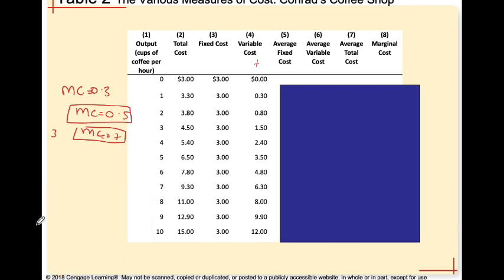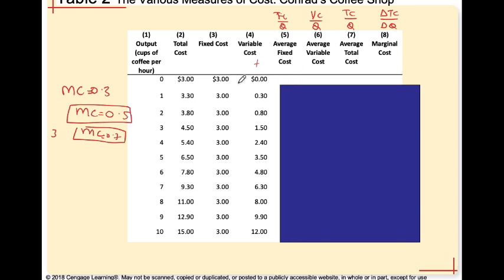Let's stay with this. So what was average fixed cost? Average fixed cost was total fixed cost divided by how much is being produced. What was average variable cost? It was total variable cost divided by what is being produced. What is average total cost? It is basically total cost divided by what is being produced. And marginal cost, as we discussed earlier, is the change in total cost when there is a change in quantity produced.